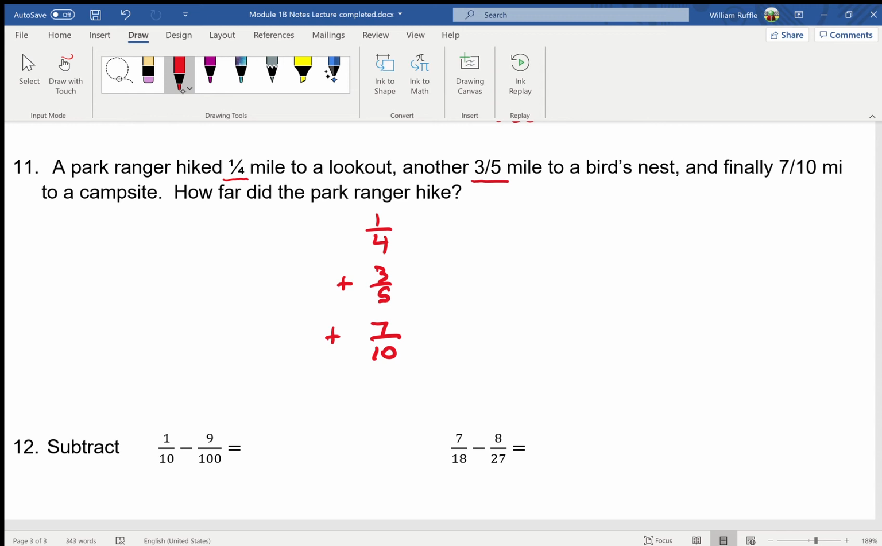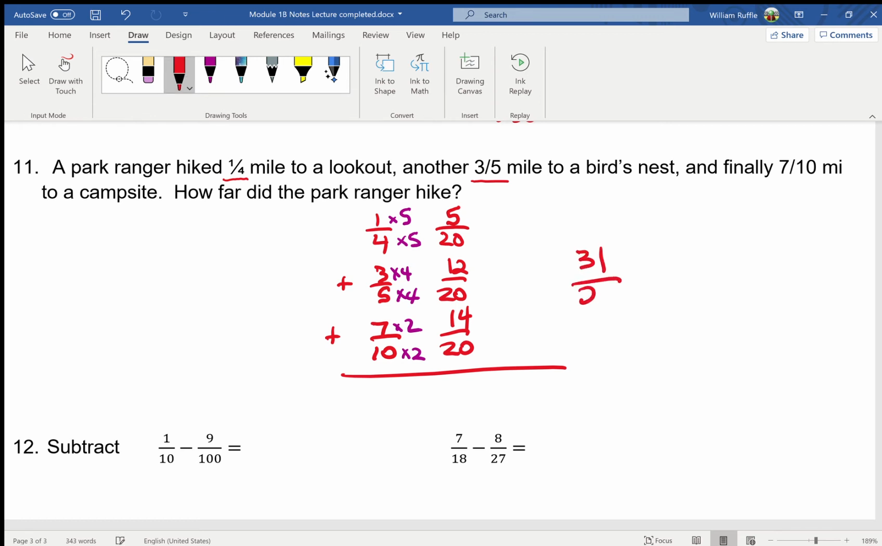If I look at 4, 5, and 10, the first common multiple is 20. So I have to change them all to 20. So 4 times 5 would be 20. 5 times 4 is 20. And 10 times 2 is 20. So when I rewrite this, this is going to be 5, that's going to be 12, and that's going to be 14. So I have to add up all three of them. So 5 plus 12 is 17 plus 14, that's 31 over 20. Now 31 is a prime number. Over 20, it does not reduce, and that should be my answer.